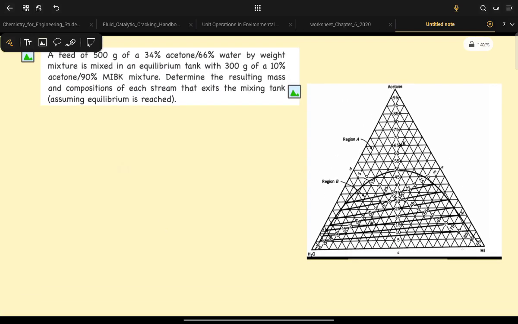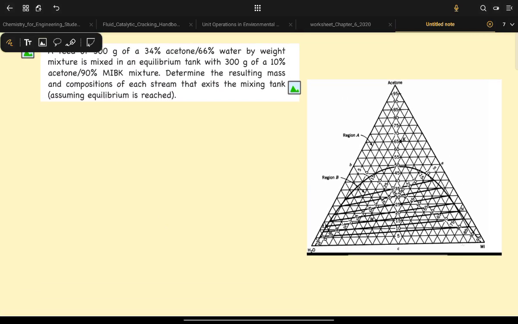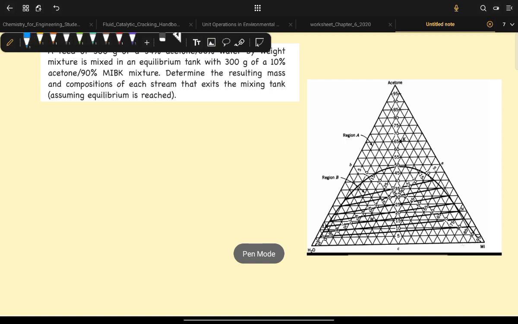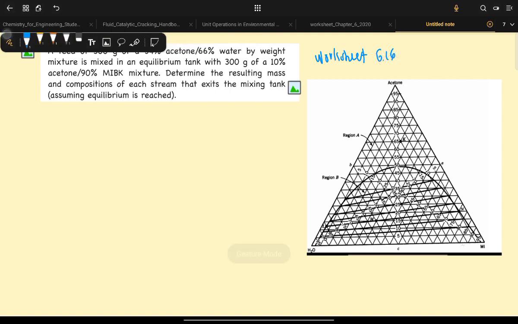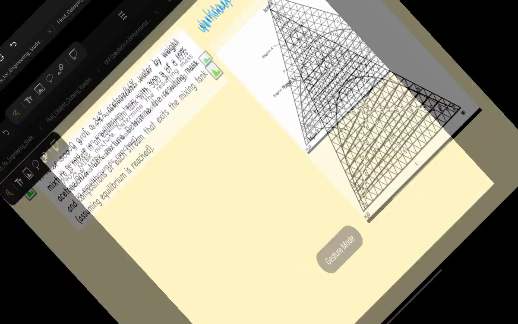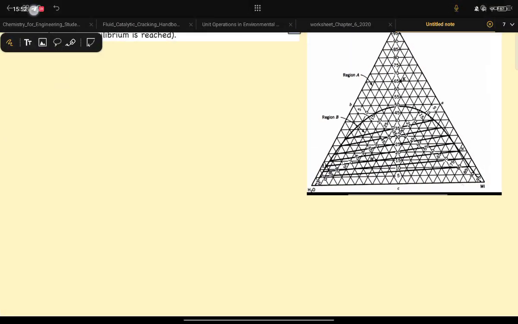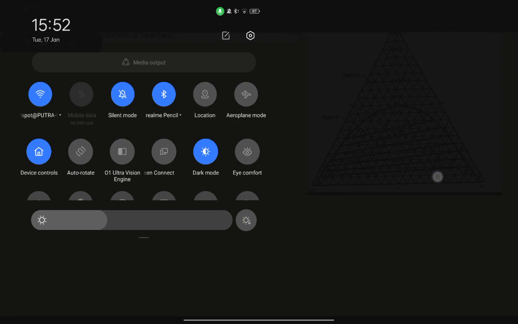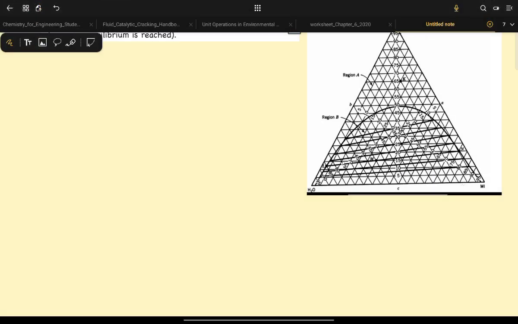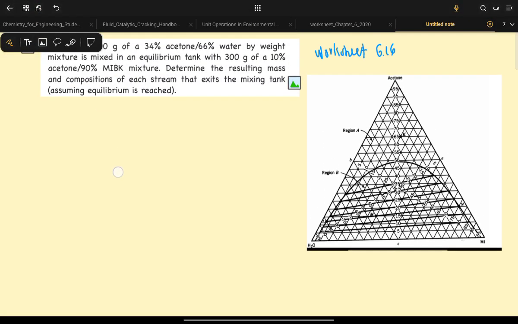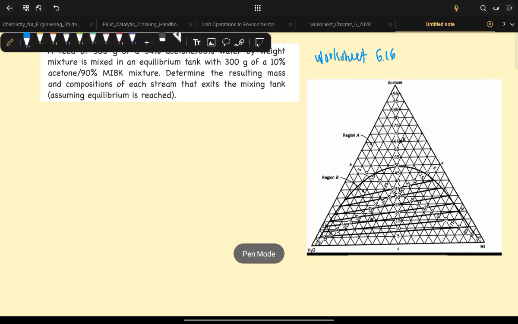Okay, sekarang ni aku nak bincang tentang worksheet yang doktor bagi hari tu, which is worksheet 6.16. So let's go. Ini melibatkan extraction of the liquid lah. So first we need to do a block diagram. Macam biasalah, block diagram, sebab block diagram tu penting. Okay, kita buat block diagram macam biasa. So apa yang masuk, apa yang keluar, kita kena baca soalan elok lah.